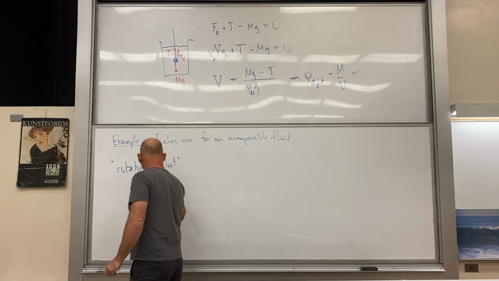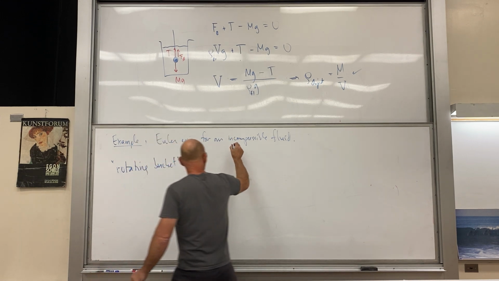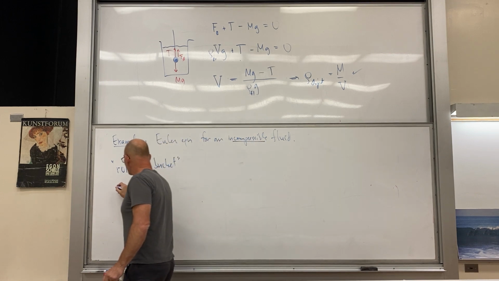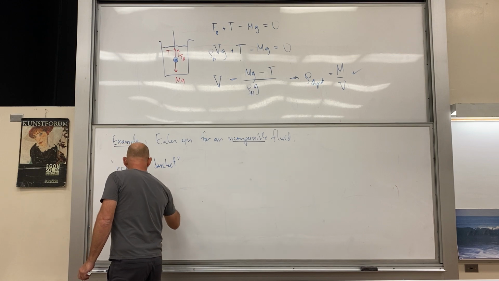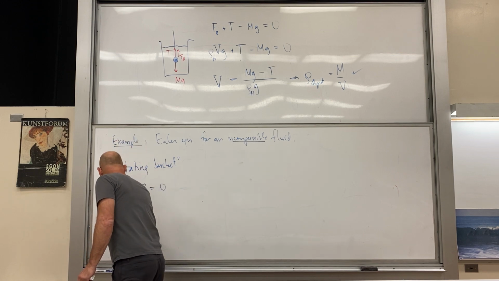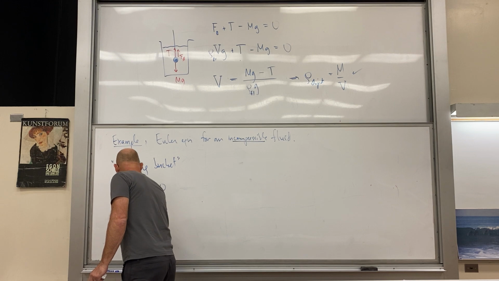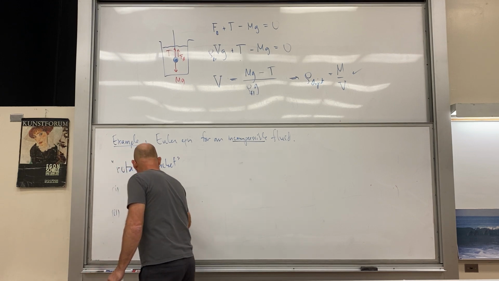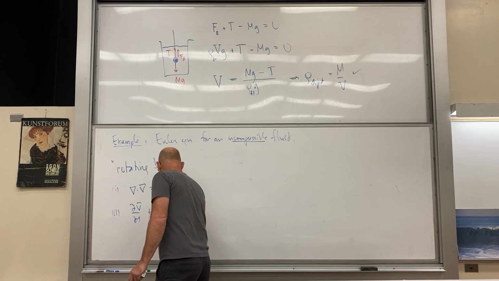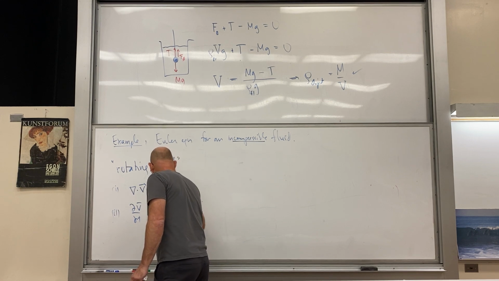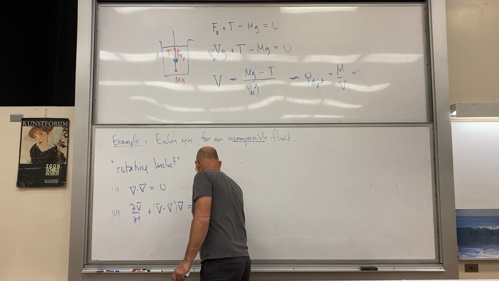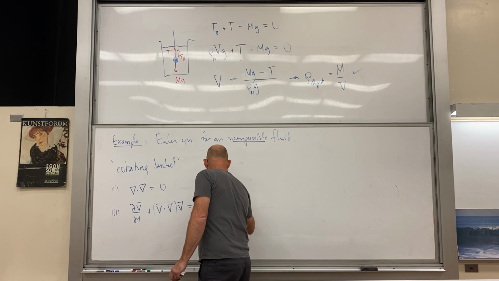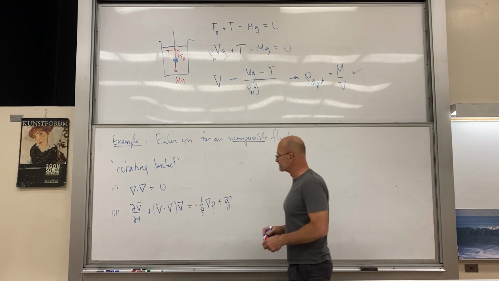Good, let's write down the Euler equation. Since it's incompressible, we have the divergence of V is equal to 0. And we have the Euler equation, which was dV/dt plus V dot gradient V equals minus 1 over rho gradient P plus gravitation effect.